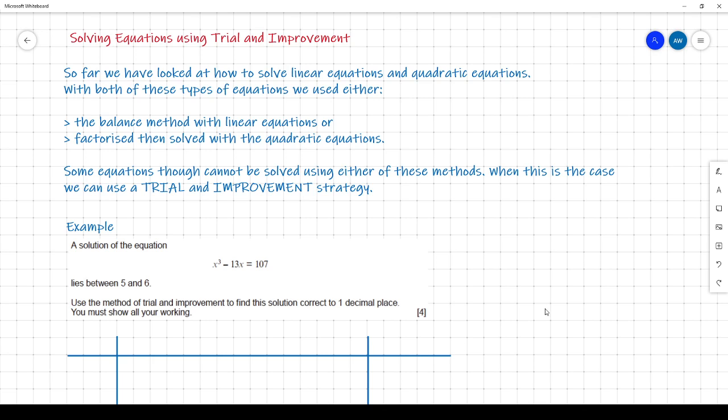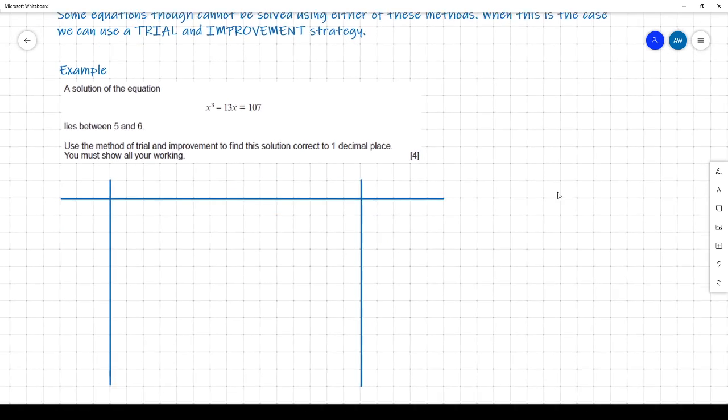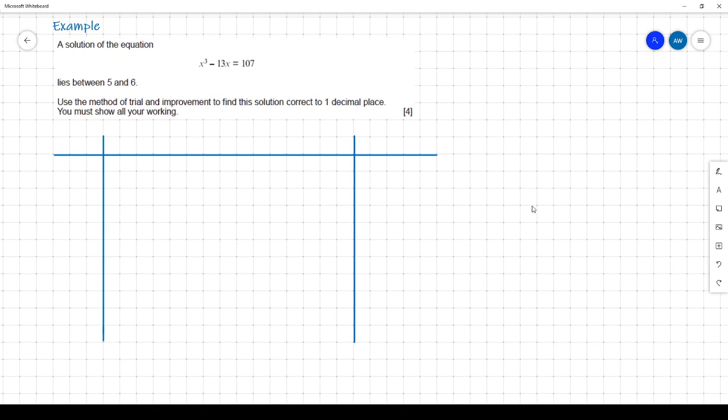Okay, if you look at the example below, if I scroll up a bit here, this is a GCSE question from one of the past papers on the WJEC, and it starts off by saying a solution to the equation x cubed minus 13x equals 107 lies between 5 and 6. Use the method of trial and improvement to find the solution correct to one decimal place. You must show all your working, and it's typically 4 marks for this question.